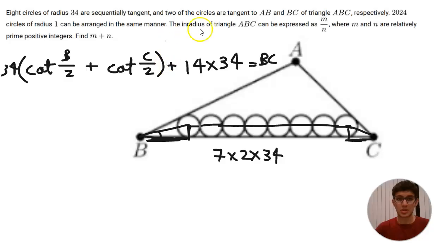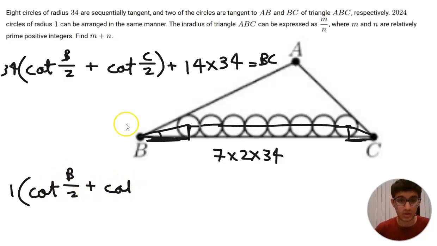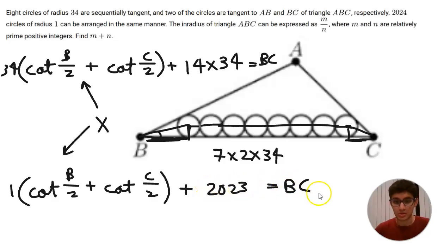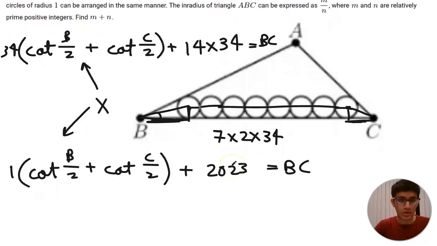Let's do the exact same thing with the 2024 circles of radius 1. And what are we going to have? Well, we're going to have radius 1. It's actually going to follow the exact same format. And over here, you might notice, if you're shrewd, that we have cotangent of B over 2, cotangent of C over 2. It takes quite a bit of time to write that again and again. So it might be smart to just call this x, right? And that's what we're going to do moving forward. I just wanted to demonstrate here that it's the same thing, but yeah, we can just call that x in the future.